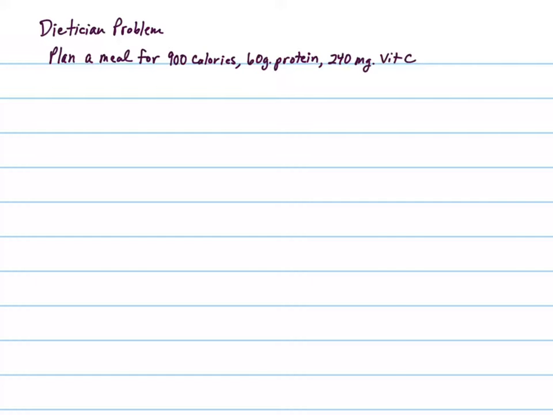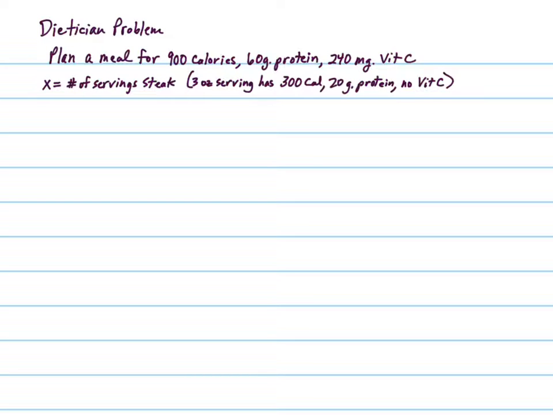So basically, we need to plan a meal for 900 calories, 60 grams of protein, and 200 milligrams of vitamin C. And we have 3 different foods to choose from, and we're supposed to figure out how many servings of each we're supposed to use. So first of all, we know that we're going to let x be the number of servings of steak, and we're told that a 3-ounce serving of steak has 300 calories, 20 grams of protein, and no vitamin C.